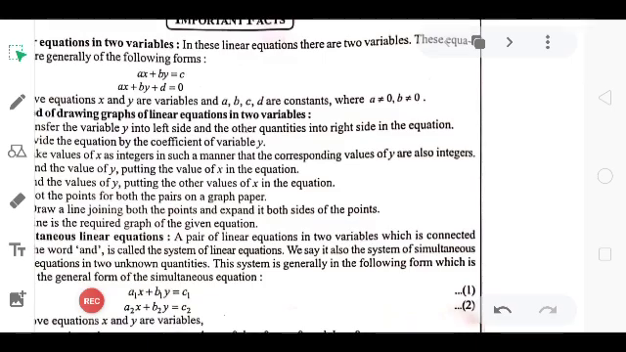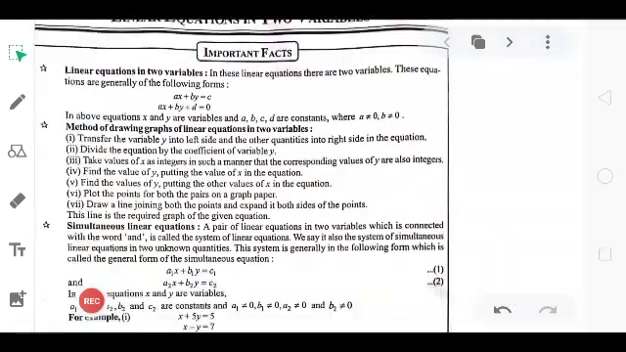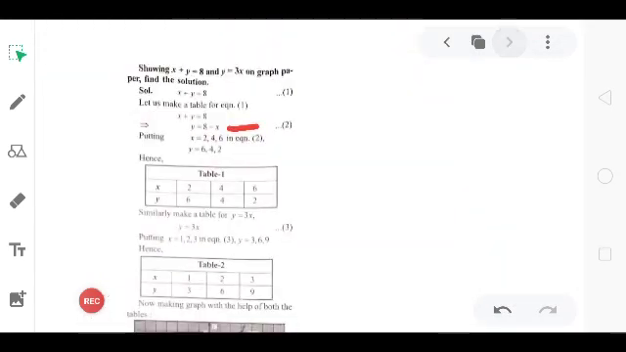Here some points are given, you have to read them. Okay, you will read them yourself. So you can see here, you will put the value of x and then you have to find the value of y. Any integer or any rational number you can put instead of x and then you can find the value of y. So here now you will draw the table, put the value of x, find the value of y, then arrange it in the table.